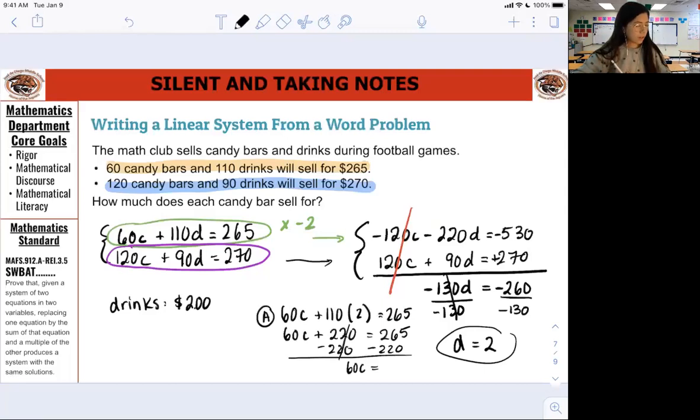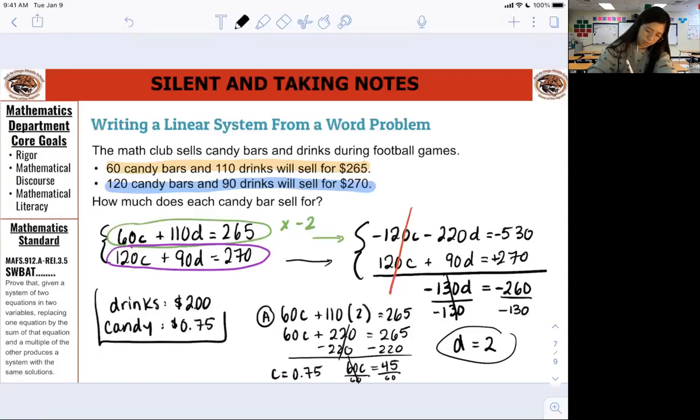265 minus 220. 65. I mean, no, wait. No, not 65. 45. Thank you, Chloe. Good. Now we divide both sides by 60. What do I get? 0.75. So candy bars are 75 cents. There's our answers.